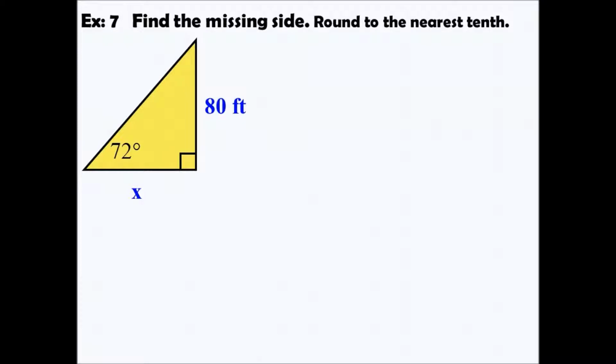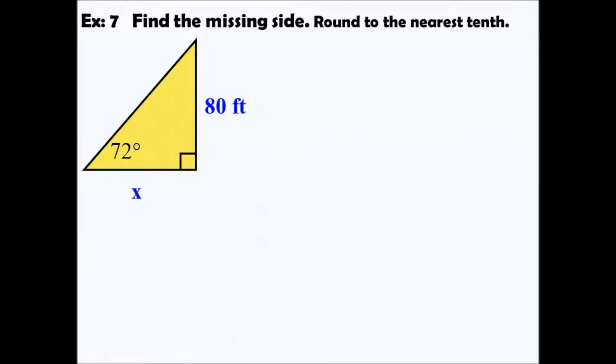Find the missing side, round to the nearest tenth. Here we have a right triangle in which one of the angles is equal to 72 degrees. Across from the 72 degrees, we have a side which measures 80 feet. Adjacent to the 72 degrees, we have a side that is represented by x.